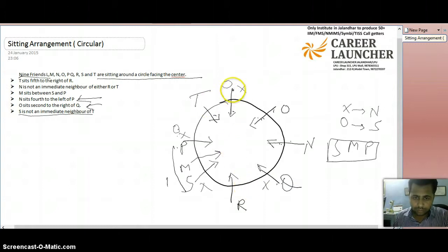Okay, this place is left. This place is left. And what are we left with? L has not been seated, so L would be sitting here, right? So L has been seated, M has been seated, N has been seated, O has been seated, P, Q, R, S and T all have been seated. This is the complete arrangement, right? I hope this is pretty clear.